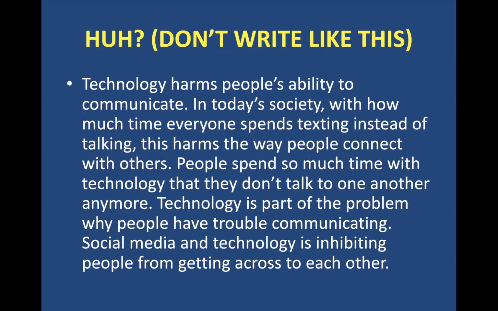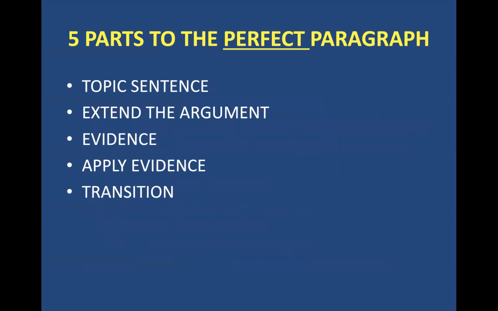So how do we correct something like this? Well, one way to avoid redundancy, perhaps the best way, is to focus on writing strong paragraphs. And in a strong paragraph, almost every sentence has a function. You can almost think of this like a math formula: this plus this plus this plus this equals this. In this case, a strong topic sentence that makes an argument, then an extension of the argument, then your evidence, then the application of the evidence, then the transition. You add those all together in that order and you get a perfect paragraph.